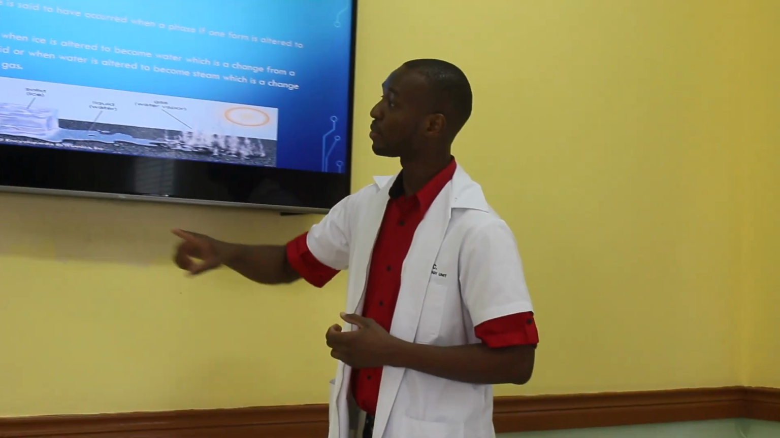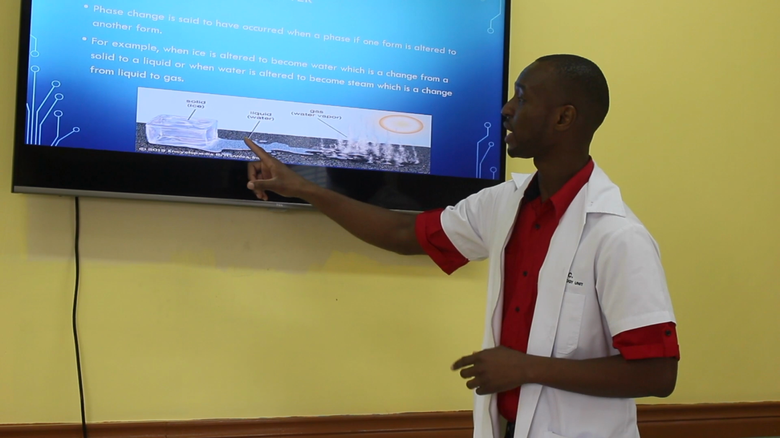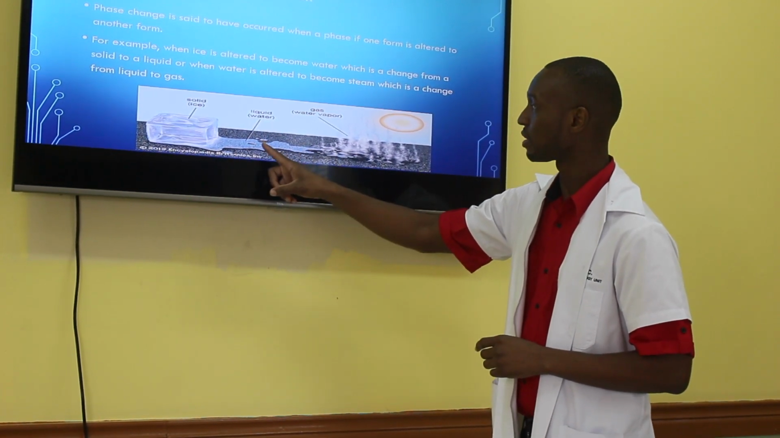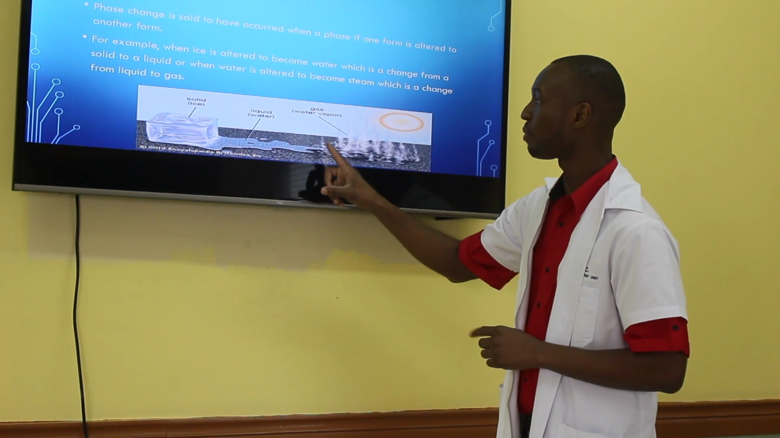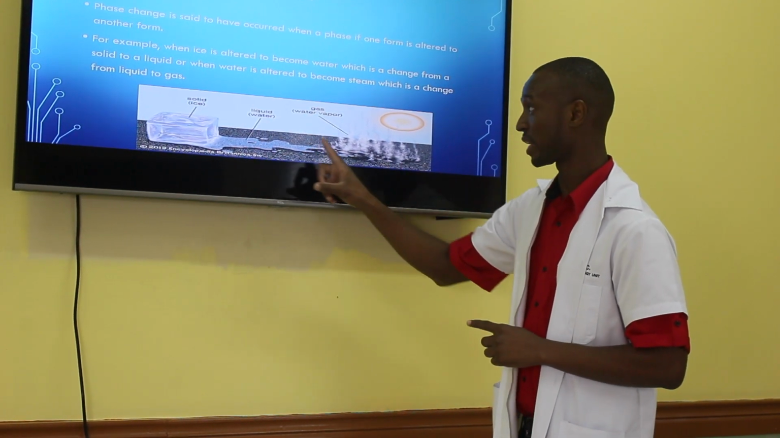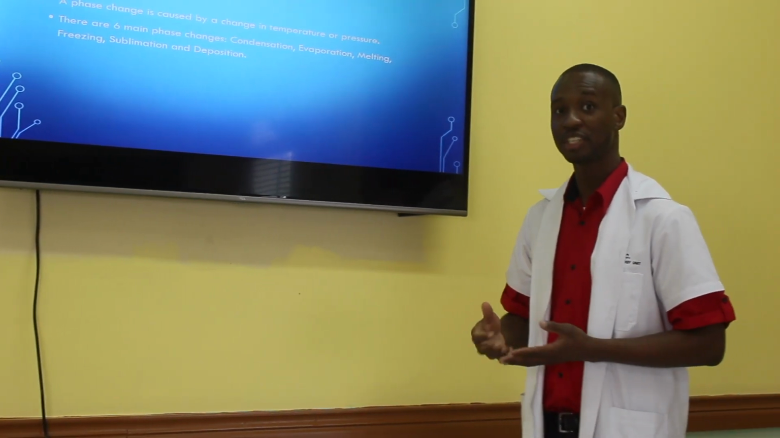Now what is a phase change? A phase change is said to have occurred when one phase is altered from one form to another. So for example, when ice becomes water, we say that we have a phase change from a solid to a liquid. And when water becomes steam or water vapor, we say that we have a change from a liquid to a gas. Now, what causes phase changes?